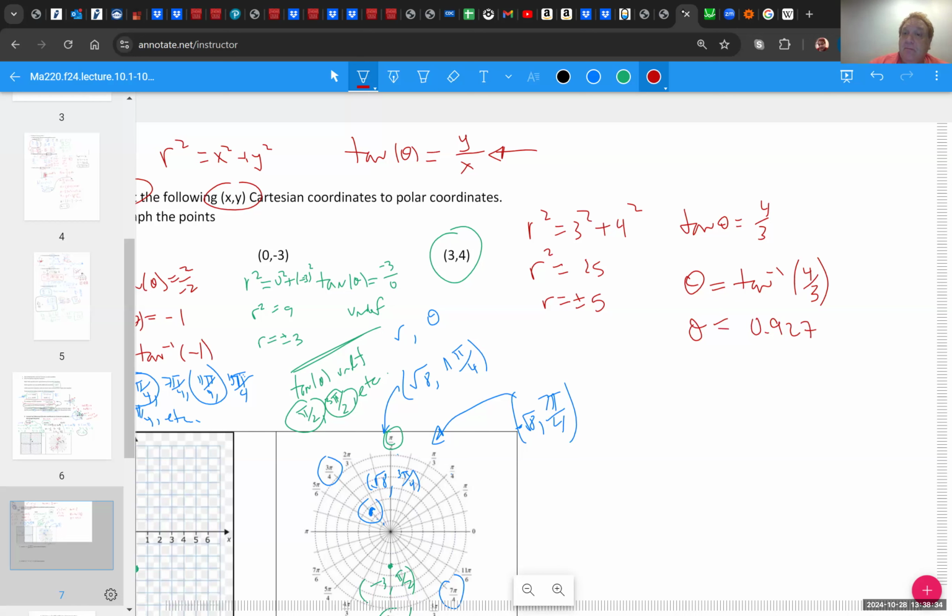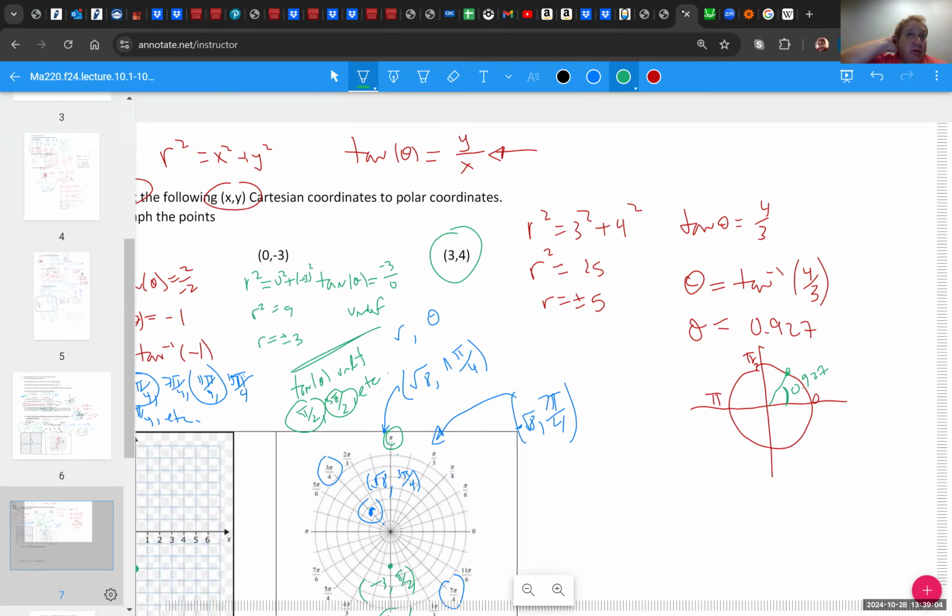So that would be a little bit less than 1 radian, right? We know that in a circle, pi is over here, pi over 2 is about 1.5 radians, and 0 is 0 radians. So 1 radian would be somewhere in between. I don't know exactly where it is, but let's say it's here. That's the radian measurement of 0.927.